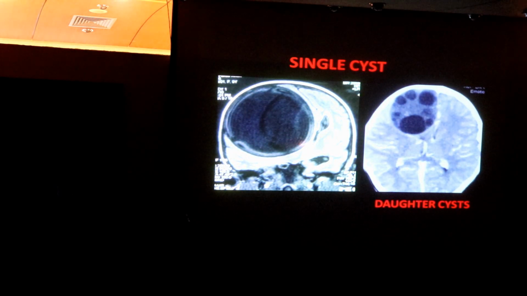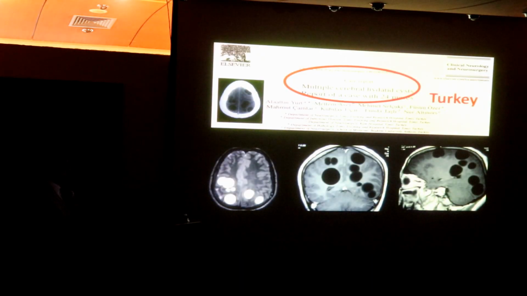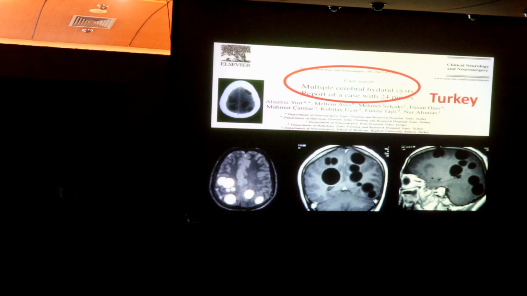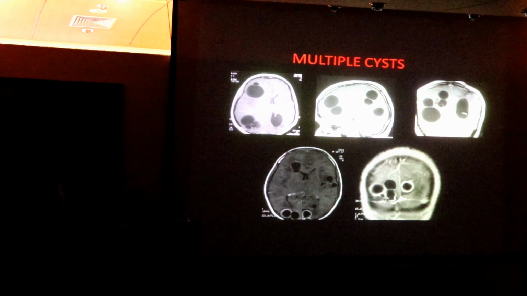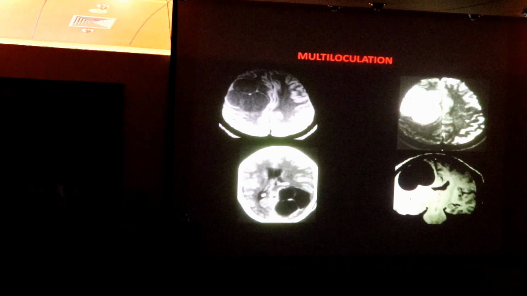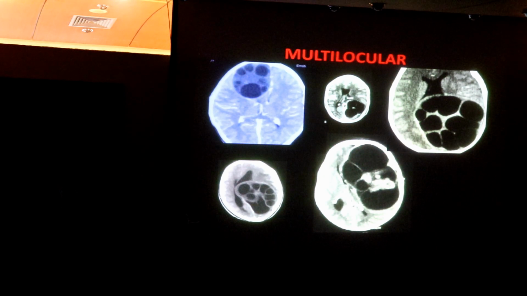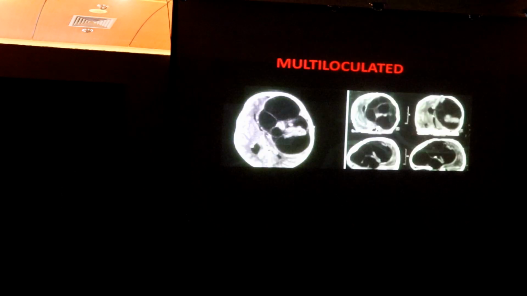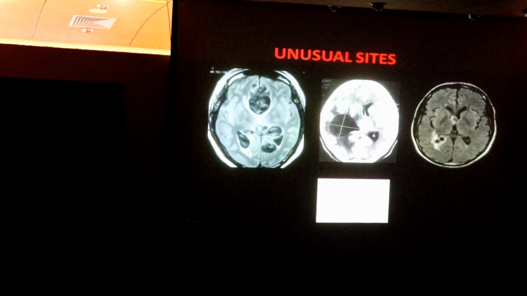So you can have a single cyst with multiloculation inside, with daughter cysts, like this. Multiple cysts. So single cyst or multiple, and the single cyst could be single loculus or multiloculus, like this one, multiloculated. Again, multiloculated cyst. Again, here you may think of astrocytoma. Unusual signs like this in the midline or inside the lateral ventricle.